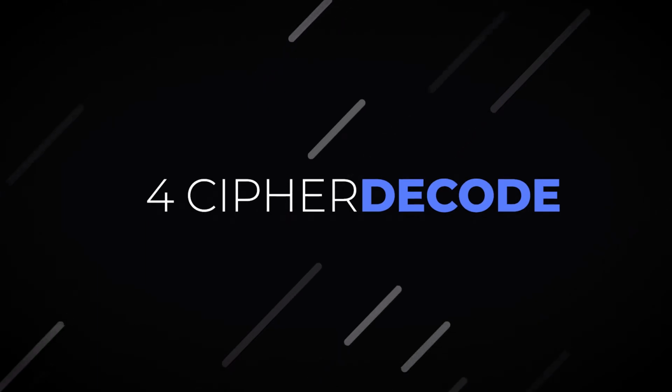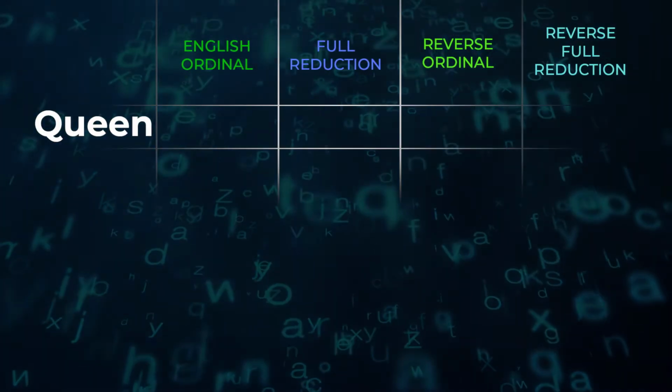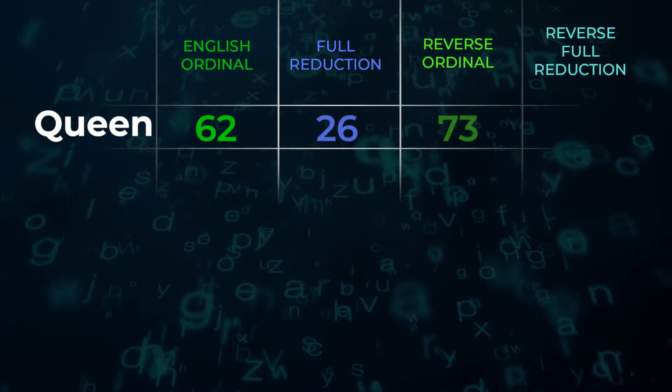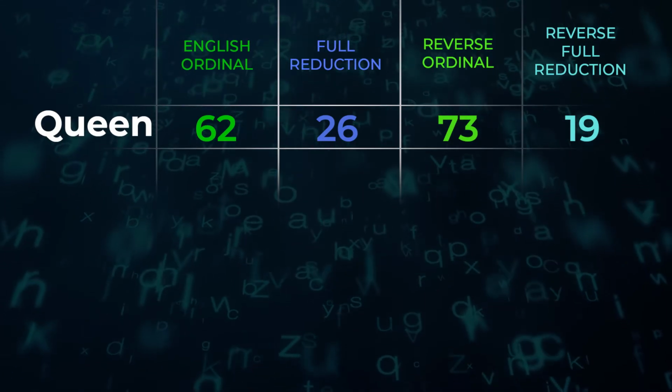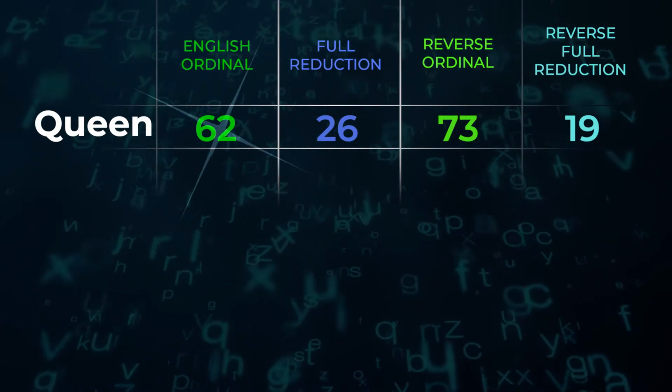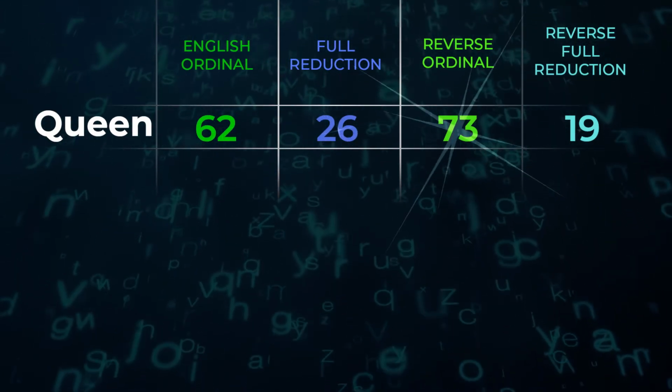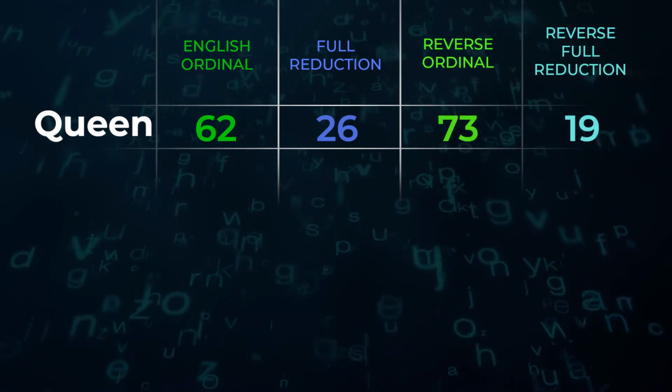So now let's take a look at a 4-cipher decode. These are pretty interesting. Take an example. Let's look at the word queen and relate this to Queen Elizabeth II. All of these ciphers can reveal dates. You'll notice queen equals 62, 26, 73, and 19. All 4 of these numbers are meaningful.